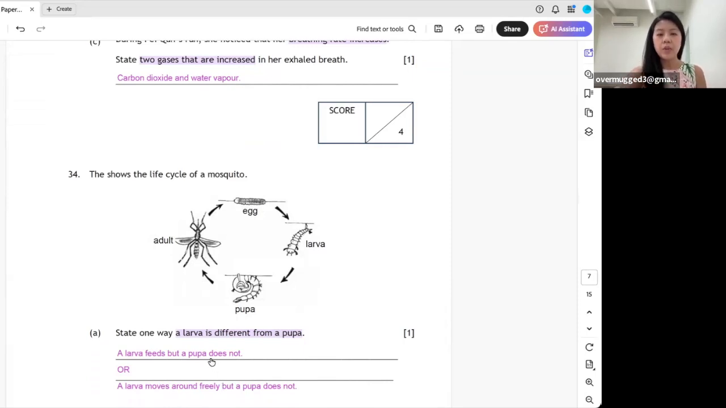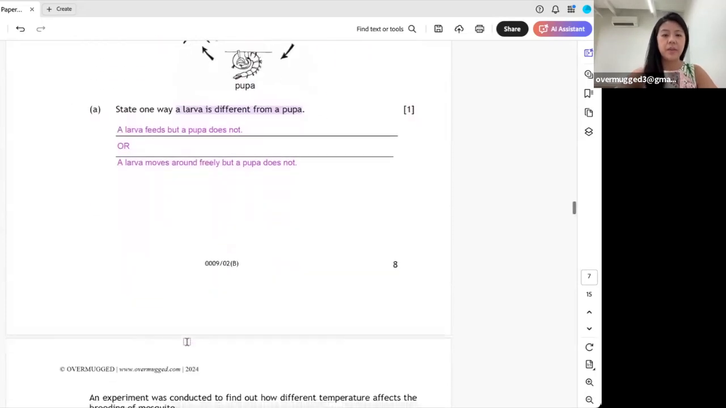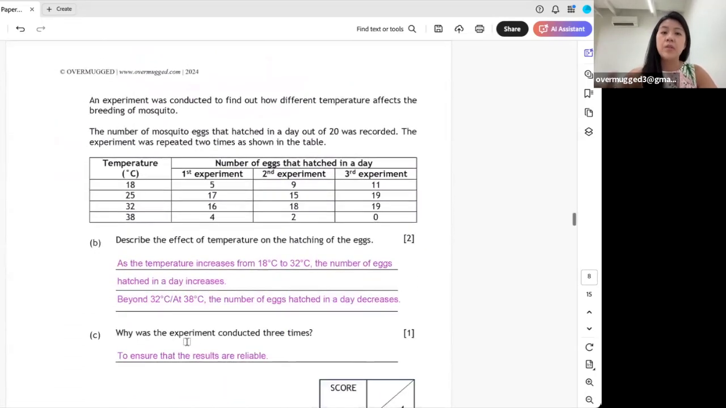I just want to mention that sometimes there could be other possible answers that we're not able to list in our answer key here. But as and when possible, we'll try to give you the different possibilities. So in this case, larva feeds, pupa does not; larva moves around freely, pupa does not. And we move on to an experiment.